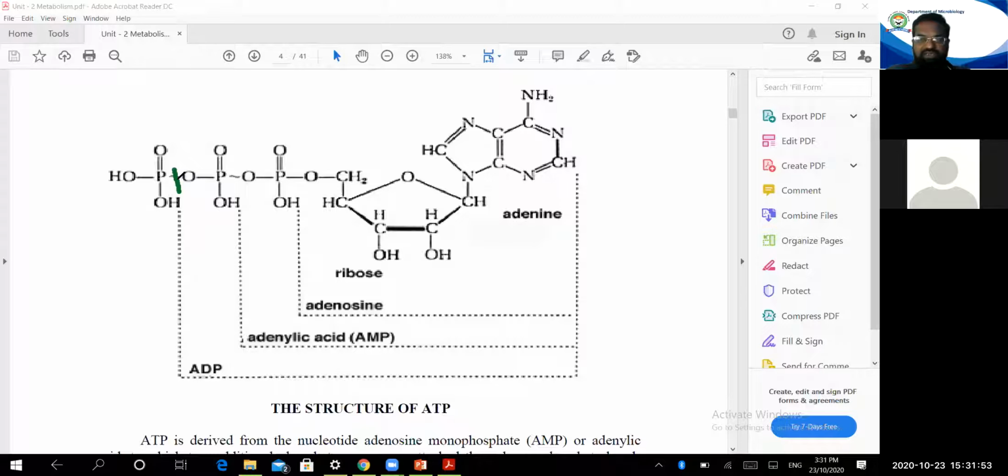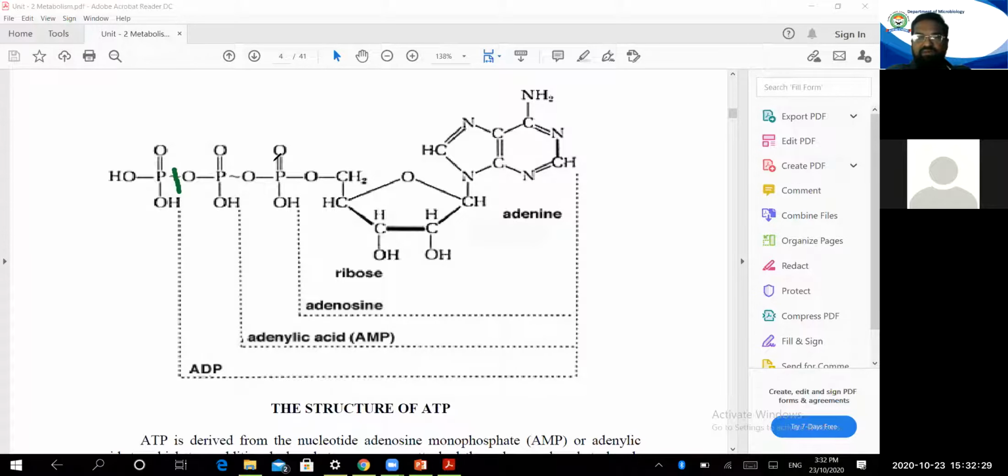Okay, whenever the cell is in need of energy, ATP will be acted upon by some enzyme. Phosphorus will be removed, and instantly 7.3 kilocalories of energy will be released, which will be utilized by the cell. Furthermore, there will be a continuous recycling of these ATP molecules. During the biosynthetic reaction, the cell takes up these ATP molecules, breaks them down into ADP, generates the energy and utilizes it.